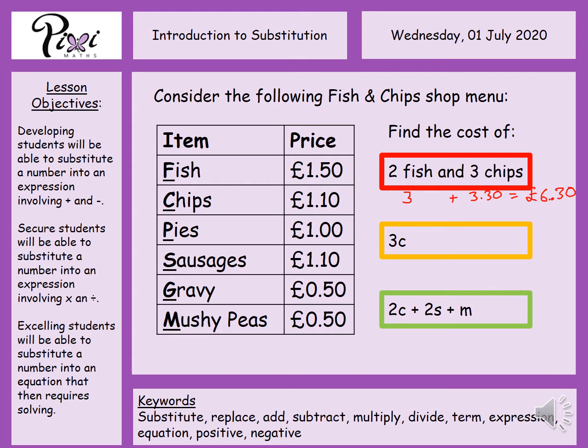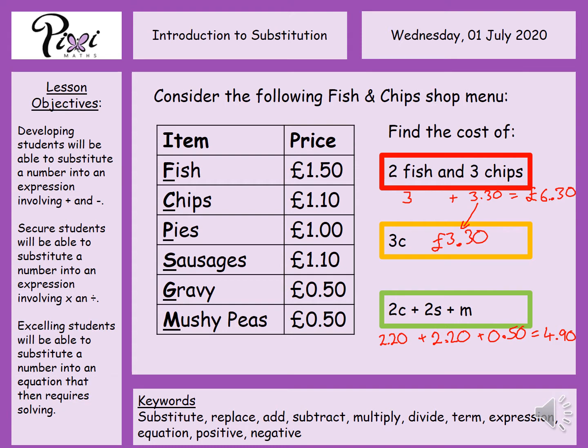Okay, 3 chips we just did before, that was £3.30. So we saw that from this bit here. And then the last bit, 2 chips, so 2 times £1.10, that's £2.20. Then we've got 2 lots of sausages, so they're the same price as chips, so that's also £2.20. And then 1 mushy peas, so that is 50p. So we add that up and we get £4.90 as our overall price.